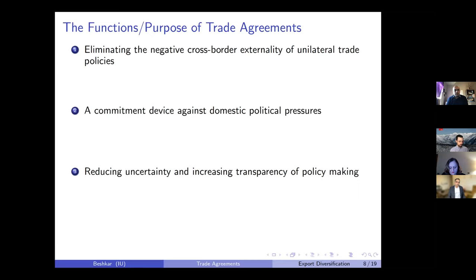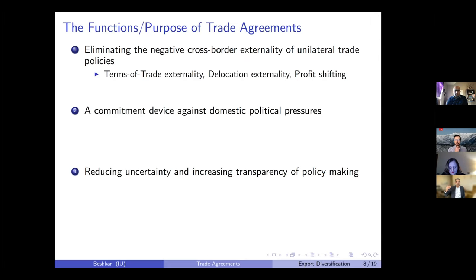The one idea is that you need a trade agreement to eliminate negative cross-border externalities. That is the idea that if you choose your trade policy, you may benefit your country by improving your terms of trade or by attracting more firms to your country. That is called delocation externality. You impose a trade barrier, and you attract more firms into your country because they want to jump over the trade barriers, or you can shift profit to your firms if you have imperfect competition in the market.